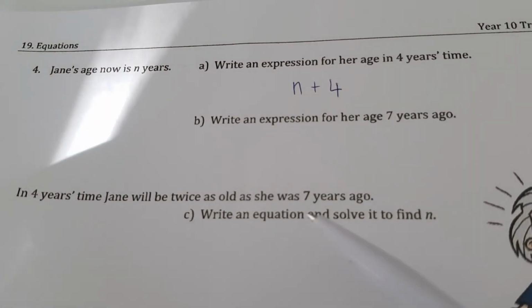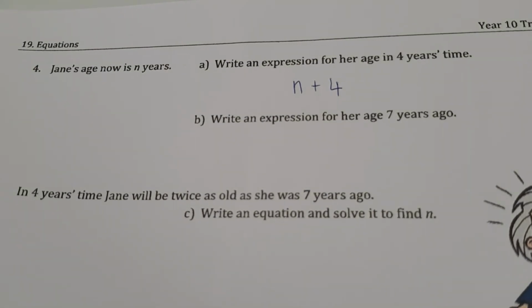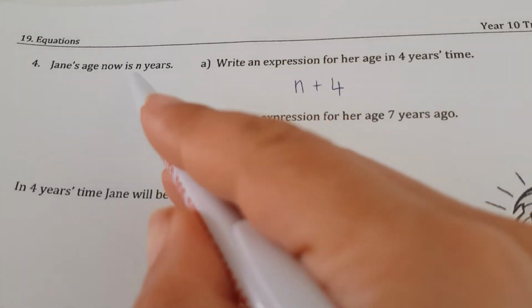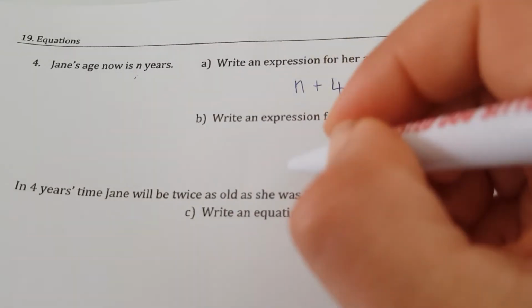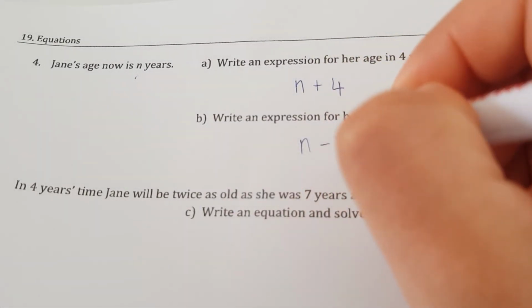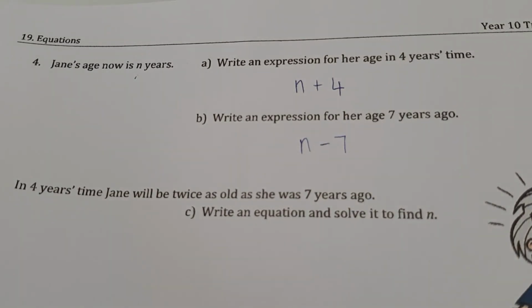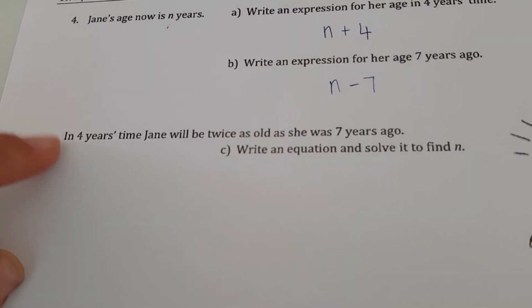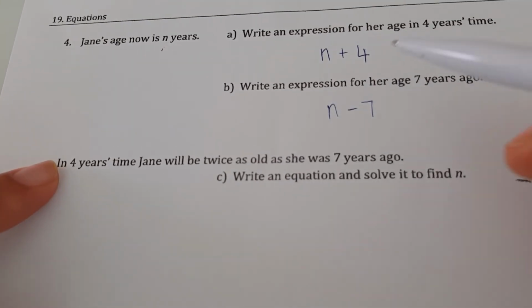Now I need to write an expression for her age 7 years ago. 7 years ago. How old were you 7 years ago? If you're now 14, 7 years ago, that is 14 minus 7. But I don't know her age. It is n. So that is n minus 7 for 7 years ago.